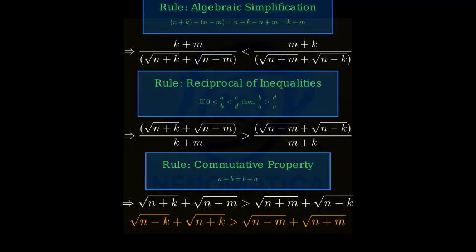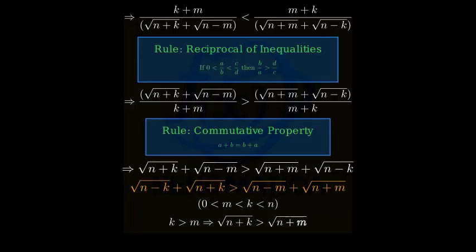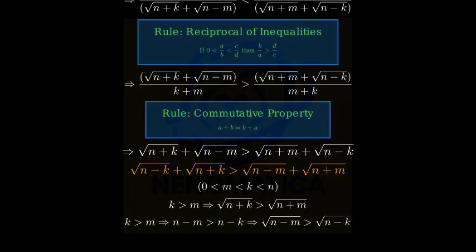Let's look at why we got this result. The key is in our given condition. We know that k is greater than m. This means that square root of n plus k is greater than square root of n plus m, because k is greater than m. And square root of n minus m is greater than square root of n minus k, because k is greater than m. Therefore, the original inequality is actually reversed, as we proved.